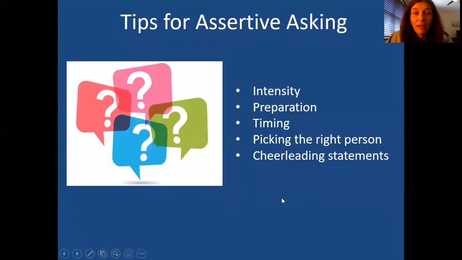All right, so we had another presentation about tips for assertive asking. Sometimes people fluctuate, and if you're very much in emotional mind, feeling anxious or angry about something, you might get a little too intense.